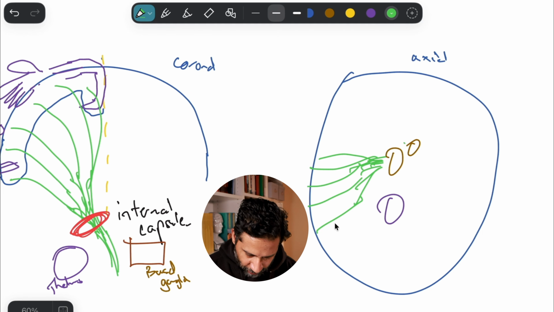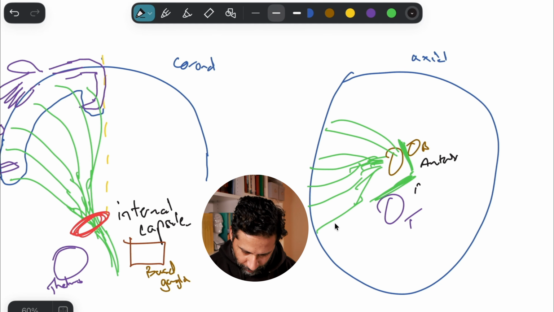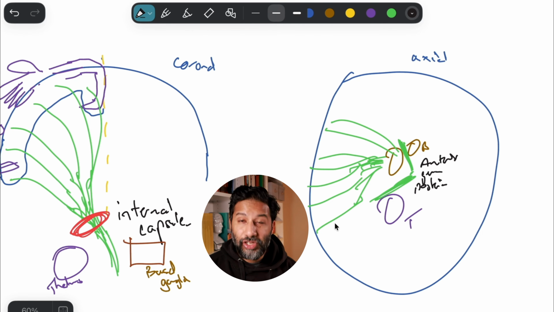And the internal capsule threads through in 2 different ways as it makes its way down. So we'll say basal ganglia here, and thalamus here. It threads down in the anterior limb, the posterior limb, and then the genu. The genu just means the knee, and we have the posterior and the anterior limb.